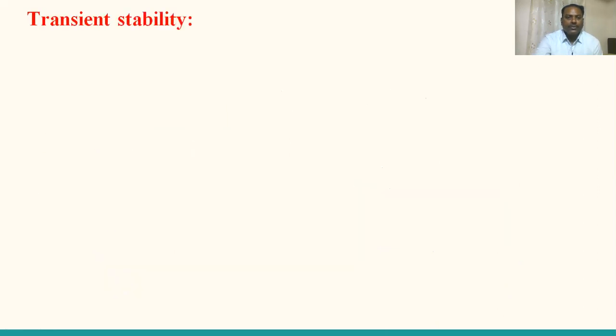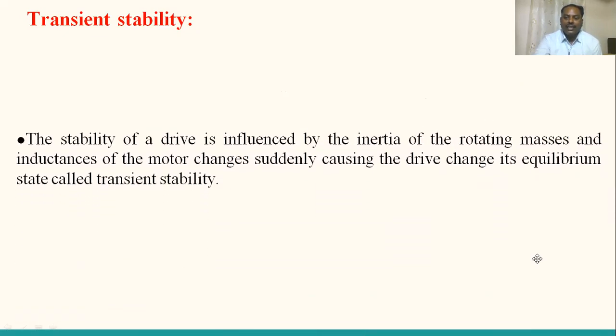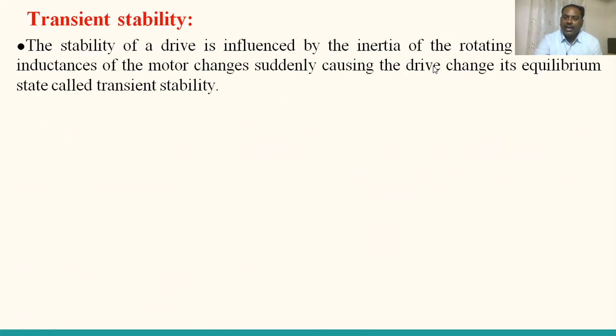Similarly, there is another one, which is transient stability. What is transient stability? Steady state stability is very clear: the change of operating condition from one equilibrium to another equilibrium very slowly is known as steady state stability. But transient stability is quite the opposite. Let us see here. The stability of the drive is influenced by the inertia of the rotating masses and the inductance of the motor changing suddenly.